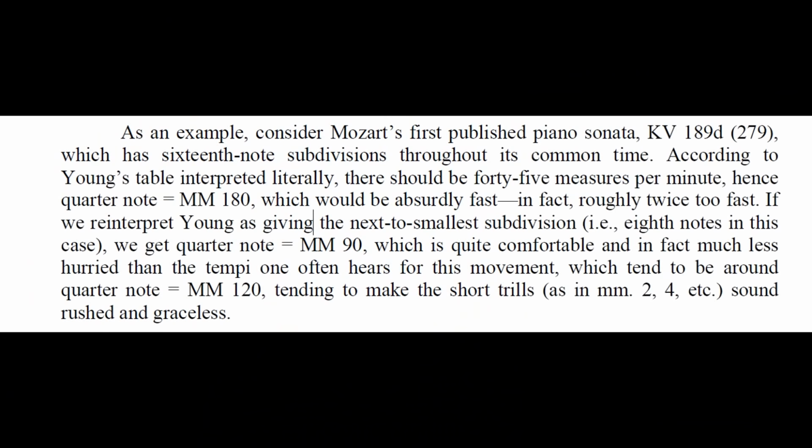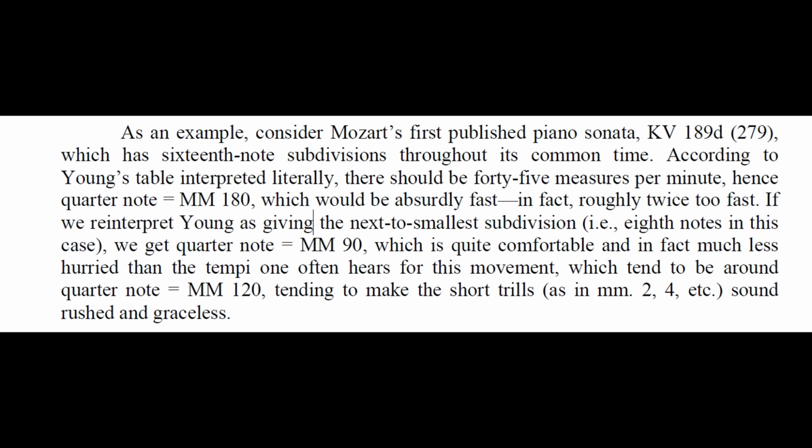In his 2013 article on Young, published in Performance Practice Review, Peter Pesek acknowledges the problematic speeds as well. Pesek offers, and perhaps for the first time officially published, a solution that is close to whole beat, namely, and I quote, Young's table interpreted literally, and he means Mozart here by the way, there should be 45 measures per minute, hence quarter note 180, which would be absurdly fast, in fact roughly twice too fast.